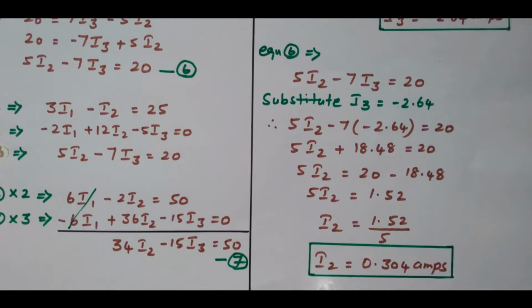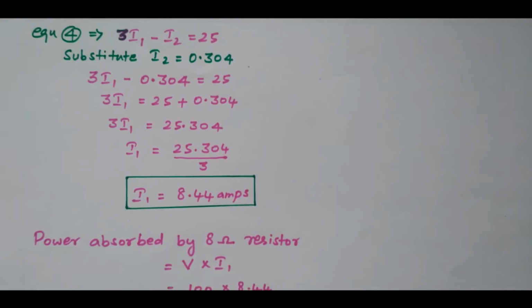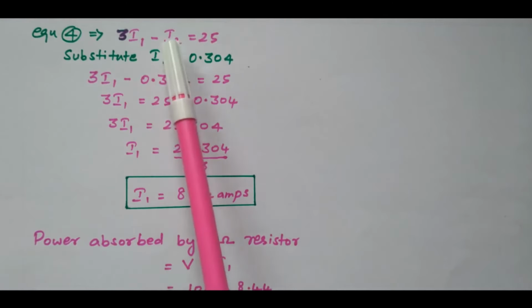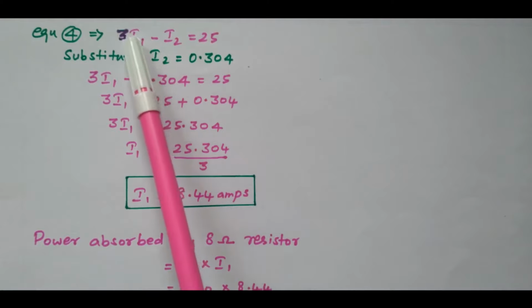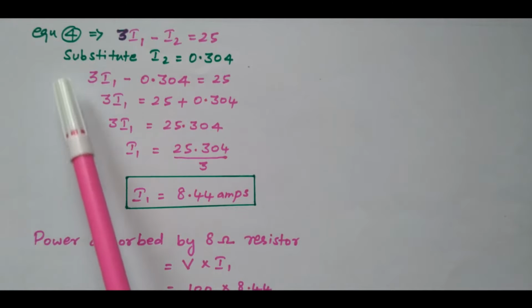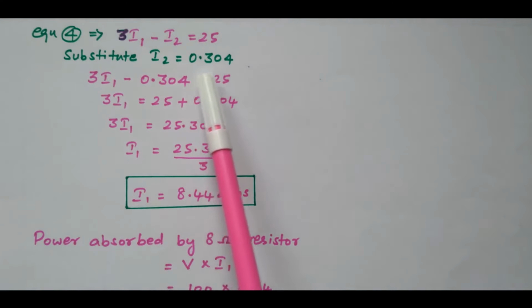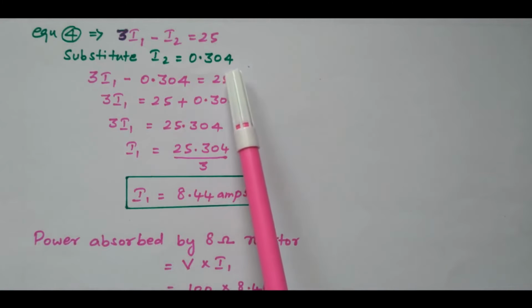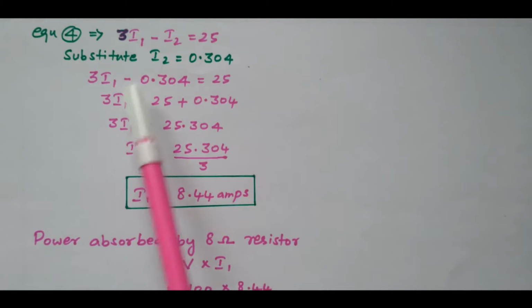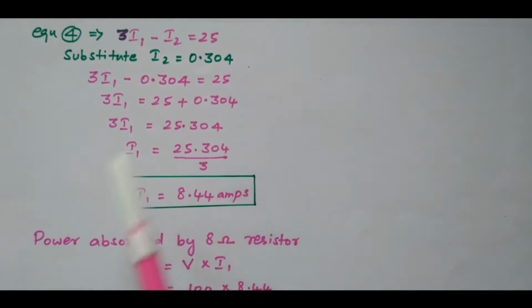Now we got the second loop current I2 also. I3 already calculated. By substituting this, we got the I2 value. So by using the I2, we can find the I1 current. In order to find the I1, consider equation number 4. Here I1 and I2 are available. So by substituting I2, we can easily find I1. So substitute I2 equal to 0.304. So 3I1 minus I2, that is 0.304, equal to 25.